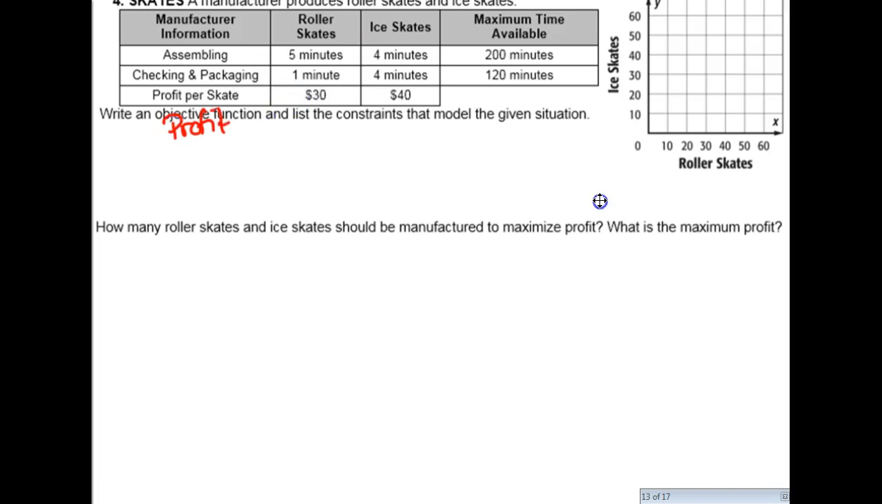But before we do that, you don't even have variables assigned yet. I do notice they're going to ask me to graph in a minute. So because of the graphing component to this question, let's just stick with X and Y. And what are some things that I do not know? For instance, what would you like X to represent?